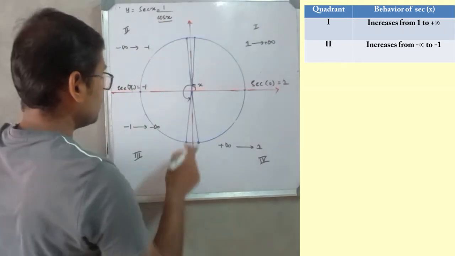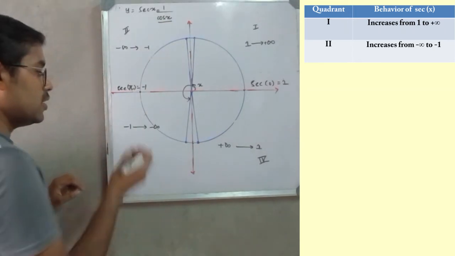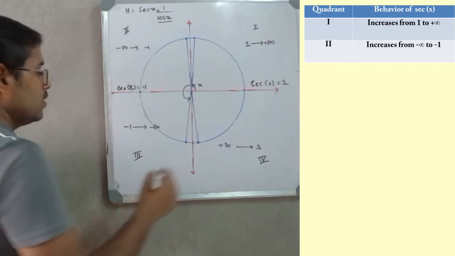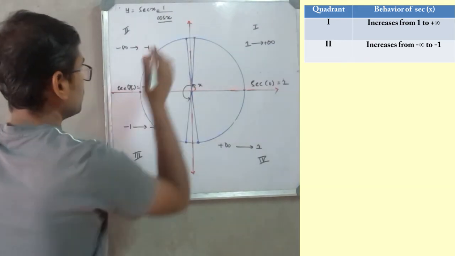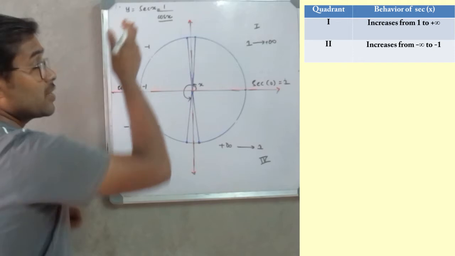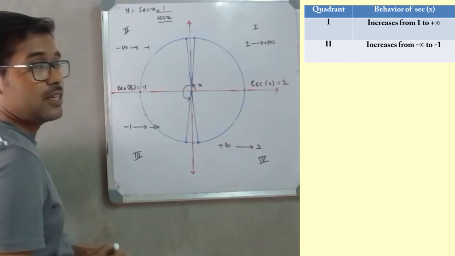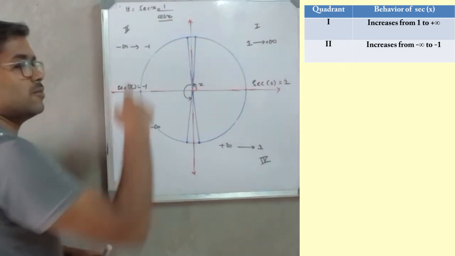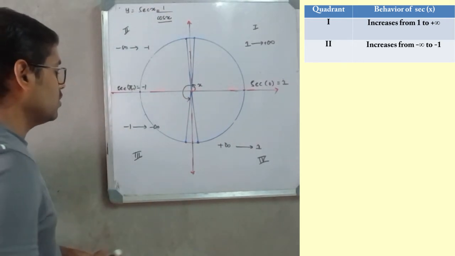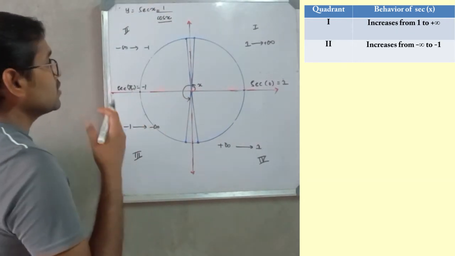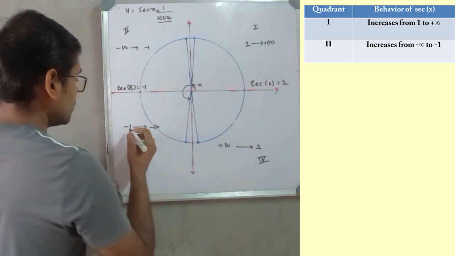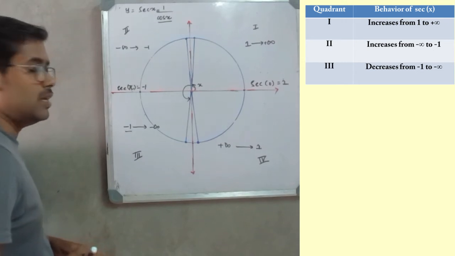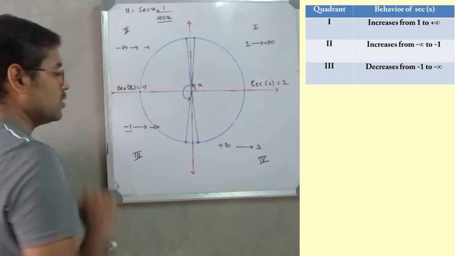For the angle x which is very close to 3 pi by 2 in the third quadrant, the value of cos x will be a very small negative number. Here in the third quadrant also the value of cos x will always be negative. So the value of sec x will be a very large negative number. So the behavior of sec x in the third quadrant is that it decreases from minus 1 to minus infinity.